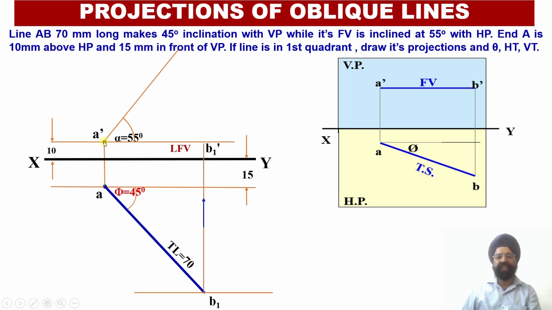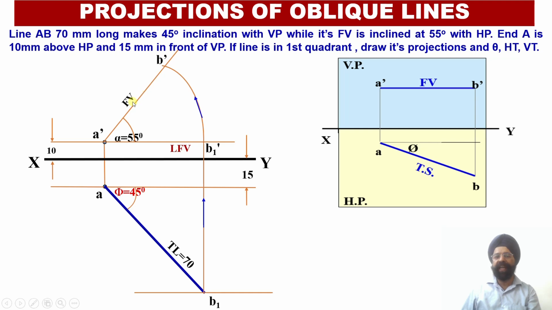Now with A dash as my needle point, I'll open the compass equal to A dash B1 dash and draw an arc which will intersect this orientation line corresponding to the elevation projection line A dash B dash over here. Wherever this arc intersects this orientation line, which has been marked at an angle of alpha equal to 55 degree, this point of intersection will provide the location of the point B dash in the front view.